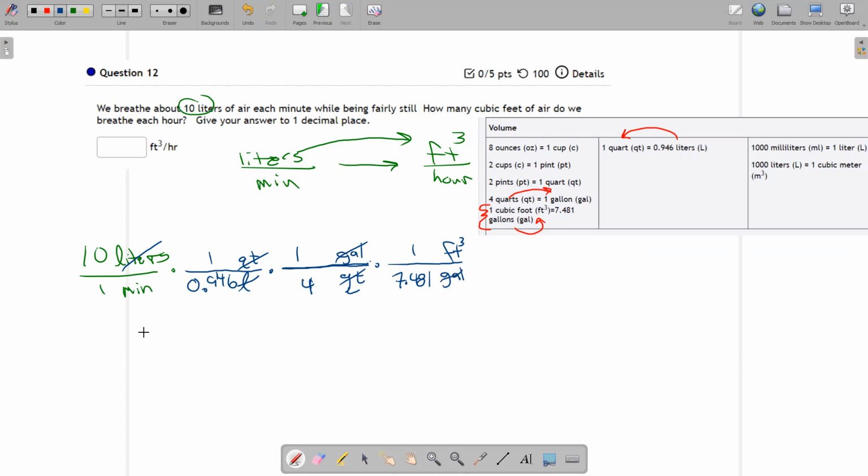And to do that, it means I'm going to take my 10, and then I'm going to divide my 10 by 0.946. And then I'm going to have to divide that by 4. And I'm going to have to divide that by 7.481. Now, that's going to give you cubic feet per minute. You'll then have to convert minutes to hours. I'm going to leave that part to you. I'm going to just check to see what I get from liters to cubic feet here.